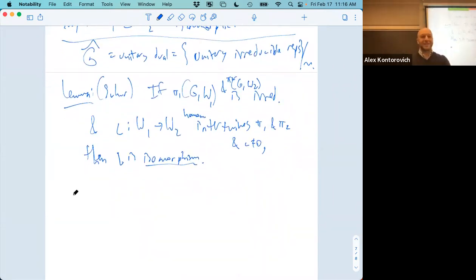Or send it to 0, yes. And the proof is very simple. You look at the kernel. So what do we mean? What do we need to have an isomorphism? I need iota to be surjective.